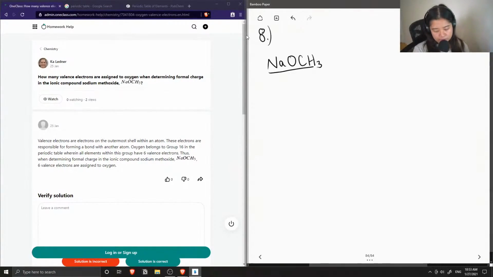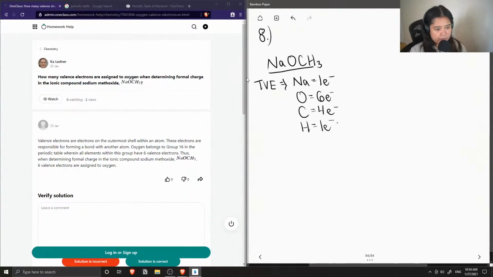If we were to count out the total number of valence electrons, sodium has 1, oxygen has 6, carbon has 4, and hydrogen also has 1, but we multiply this by 3 since we have 3 hydrogen atoms in this compound. So now in total we have 14 valence electrons.